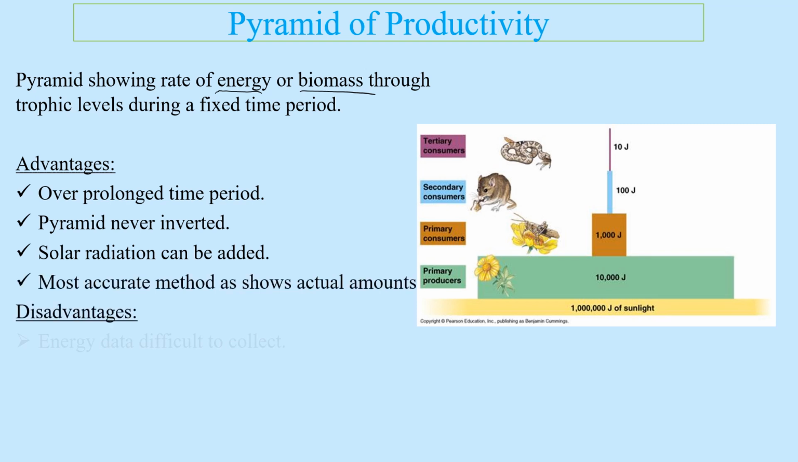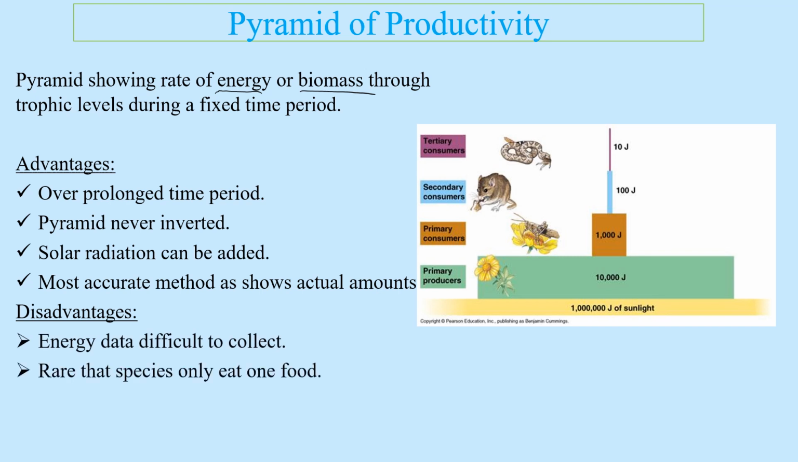The disadvantages: data for energy is difficult to collect, and it's rare that species only eat one food. So in real life, this wouldn't be this simple because, for example, the mouse would be getting lots of energy from other sources as well as this particular primary consumer.